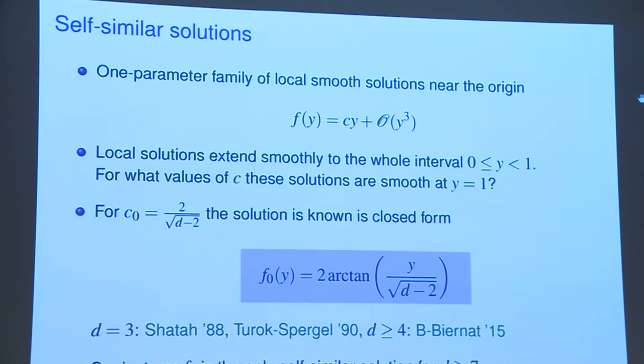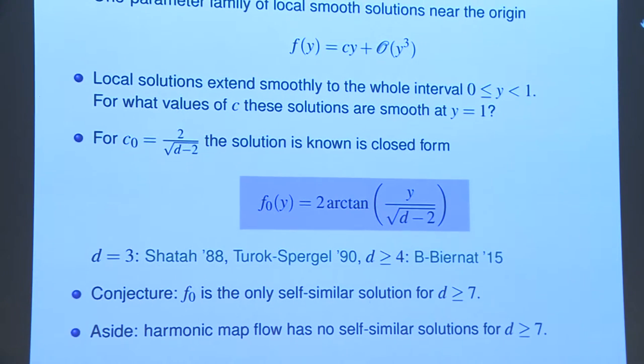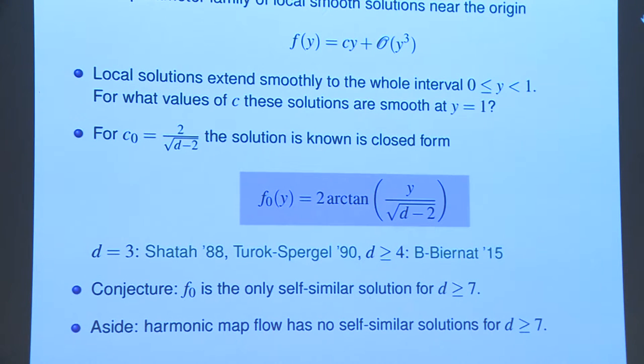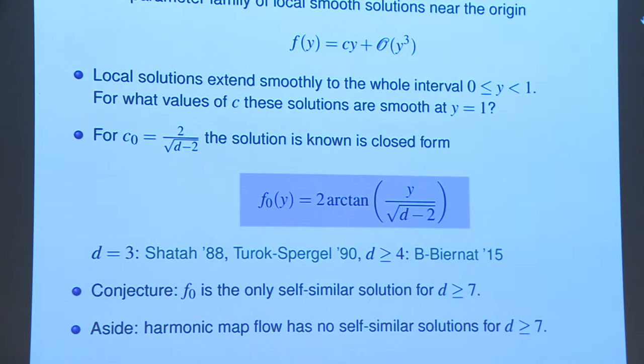Before I discuss the construction of such solutions, it's worth seeing this explicit solution, which corresponds to a particular value of the parameter C0. So this is an explicit self-similar solution. This was first proved to exist in three dimensions by Chatard and then found in explicit form by Turok and Spergel. And last year it was generalized to higher dimensions. We believe that this solution is the only self-similar solution for dimensions 7 and higher. So I'll come back to this.